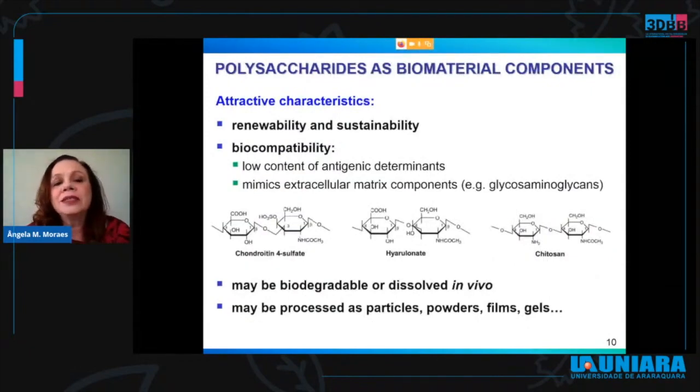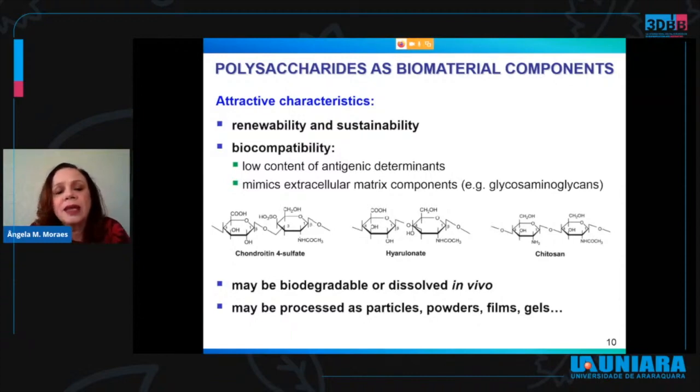Many attractive characteristics of the polysaccharides make them interesting as components of biomaterials, such as the fact that they are renewable and sustainable, because they can be derived from nature, or they can be derived from reactions in bioreactors by microorganisms. They are very biocompatible because they have a low content of antigenic determinants, and also because they mimic extracellular matrix components, such as the glycosaminoglycans that we find in cartilage.